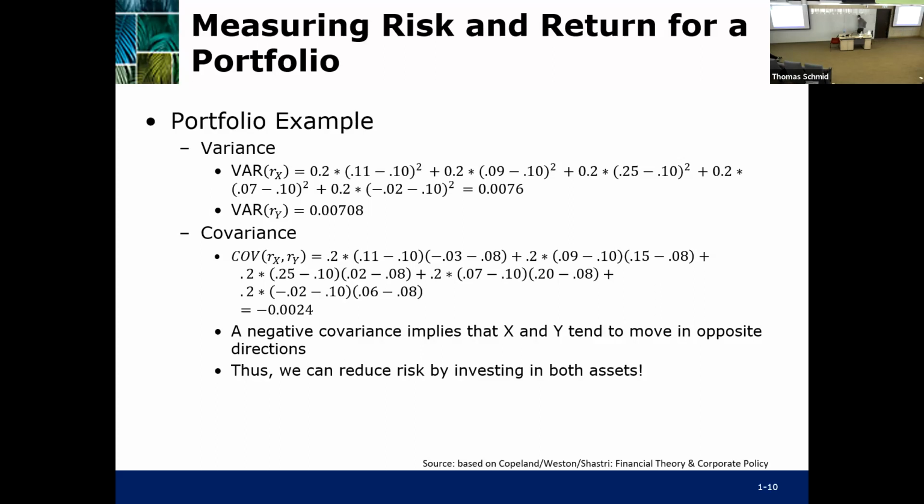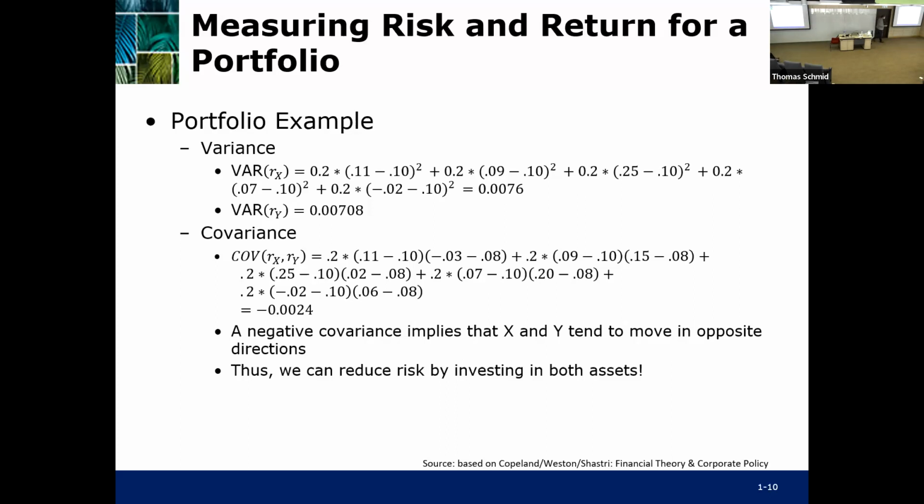Then we can do the same thing for the covariance. Again, we can set in the values in the formula. I'm not reading it out now. And we find that the covariance is -0.022. So this negative covariance already shows that there is great risk reduction potential if we invest in both. Remember, the correlation or covariance does not need to be negative to achieve risk reduction potential. But of course, the more negative it is, the greater the potential is.